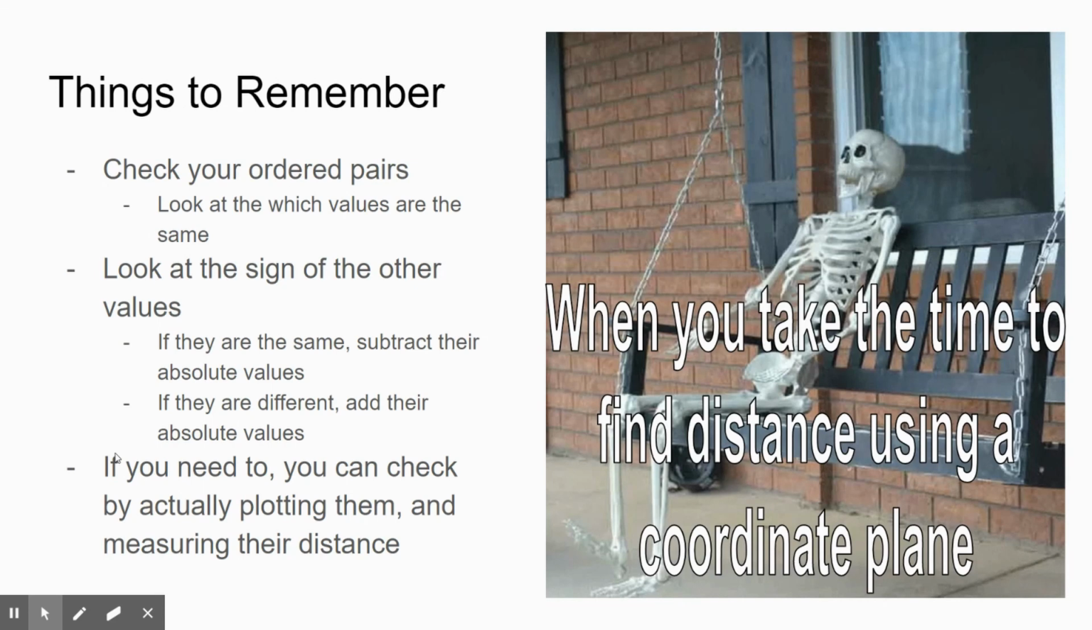So, things to remember. When you start this, check your ordered pairs. Look for which values are the same. Are they the x values or the y values? Next, you're going to look at the sign of the other values, the ones that are different. If the signs are the same, meaning they're both positive or they're both negative, you're going to subtract their absolute values. If they're different, so one is positive and one is negative, then you're going to add your absolute values.